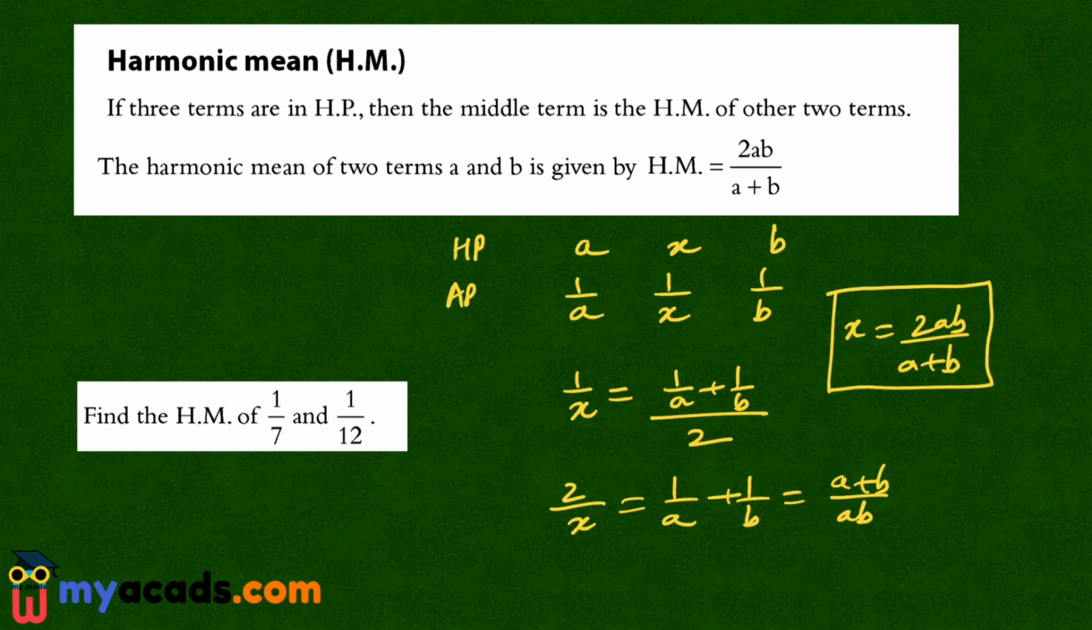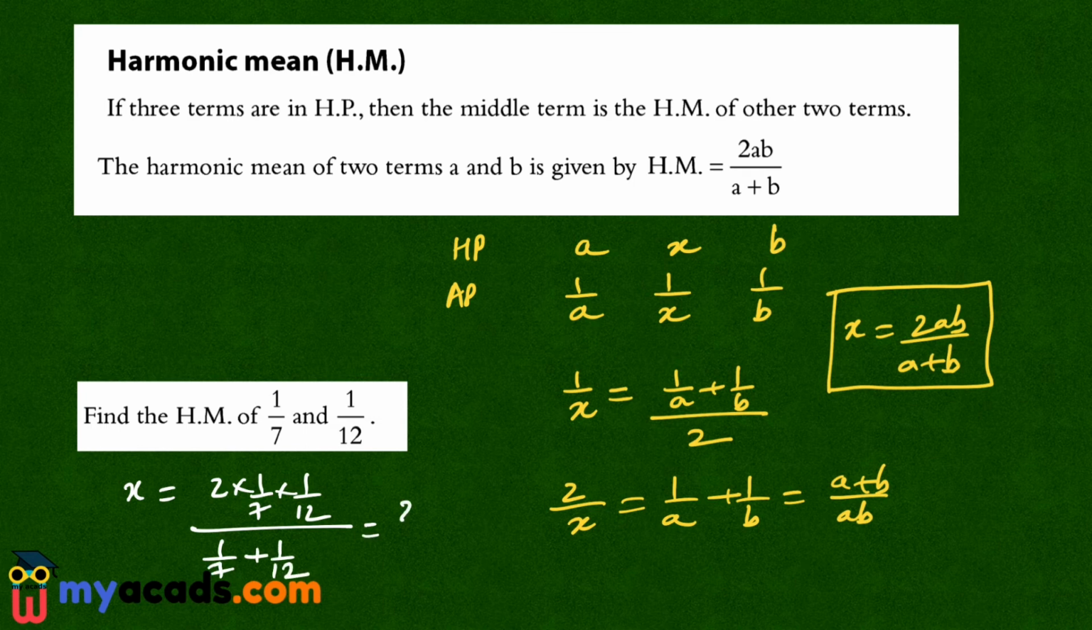So if I have two terms A and B, the harmonic mean is 2AB divided by A plus B. For example, in this case, I have to find the harmonic mean of 1 by 7 and 1 by 12. So my harmonic mean is X equals 2 into AB, 1 by 7 into 1 by 12, divided by A plus B, 1 by 7 plus 1 by 12.